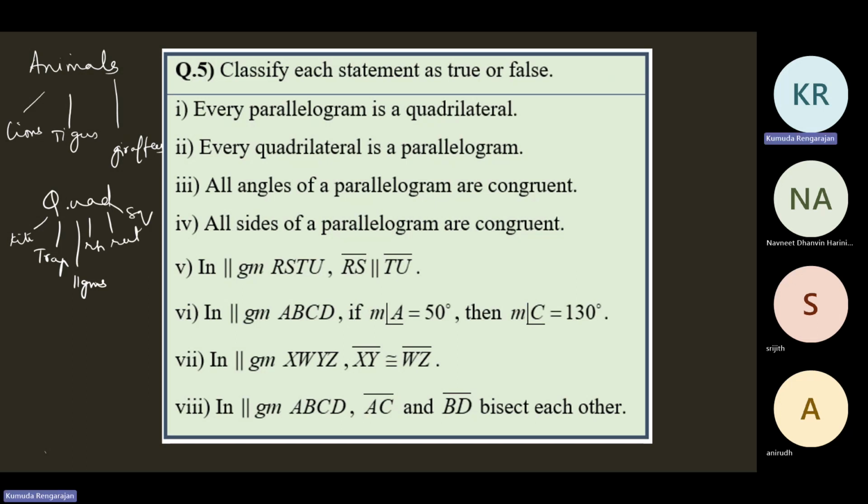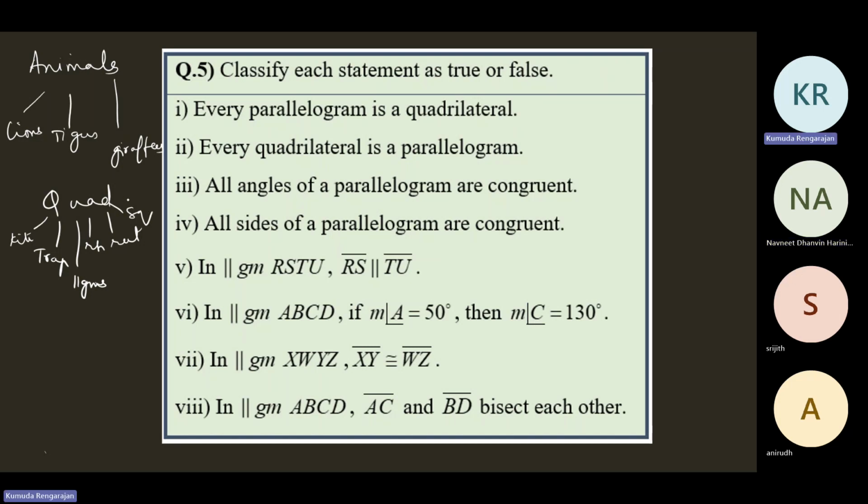Now, every quadrilateral is a trapezium. True or false? False, ma'am. Yeah, all of you share your answer. Every quadrilateral is a trapezium. False. Every trapezium is a quadrilateral. True, ma'am.